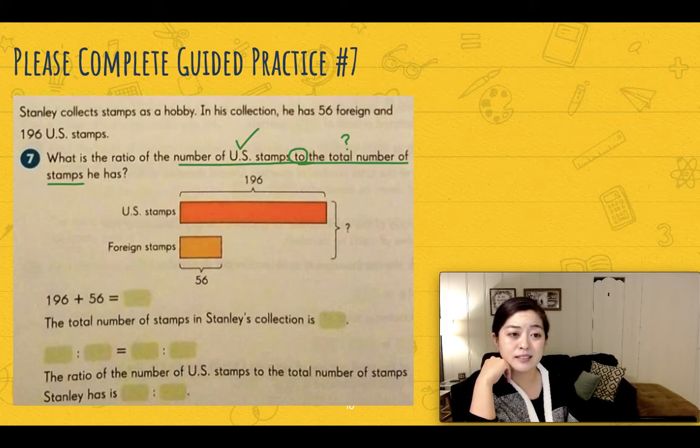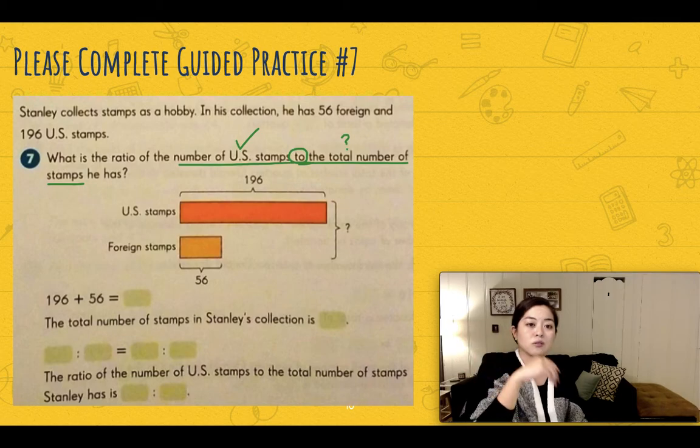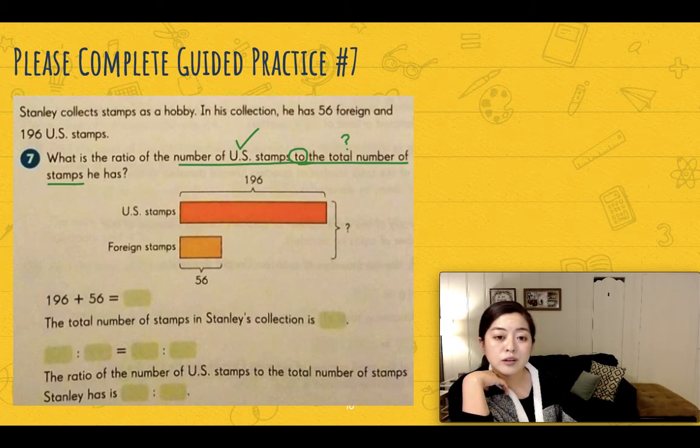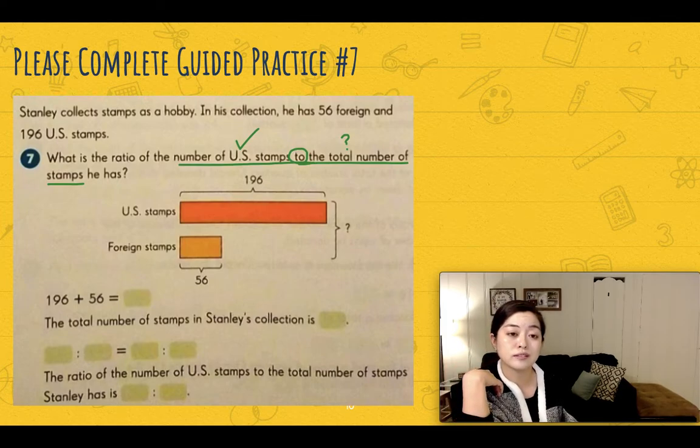The problem says Stanley collects stamps as a hobby. In his collection, he has 56 foreign and 196 US stamps. So let's see, what is the ratio for number 7? It says, what is the ratio of the number of US stamps to the total number of stamps? We were given the number of US stamps, right? How many US stamps does Stanley have? It's shown in the bar model. He has 196.